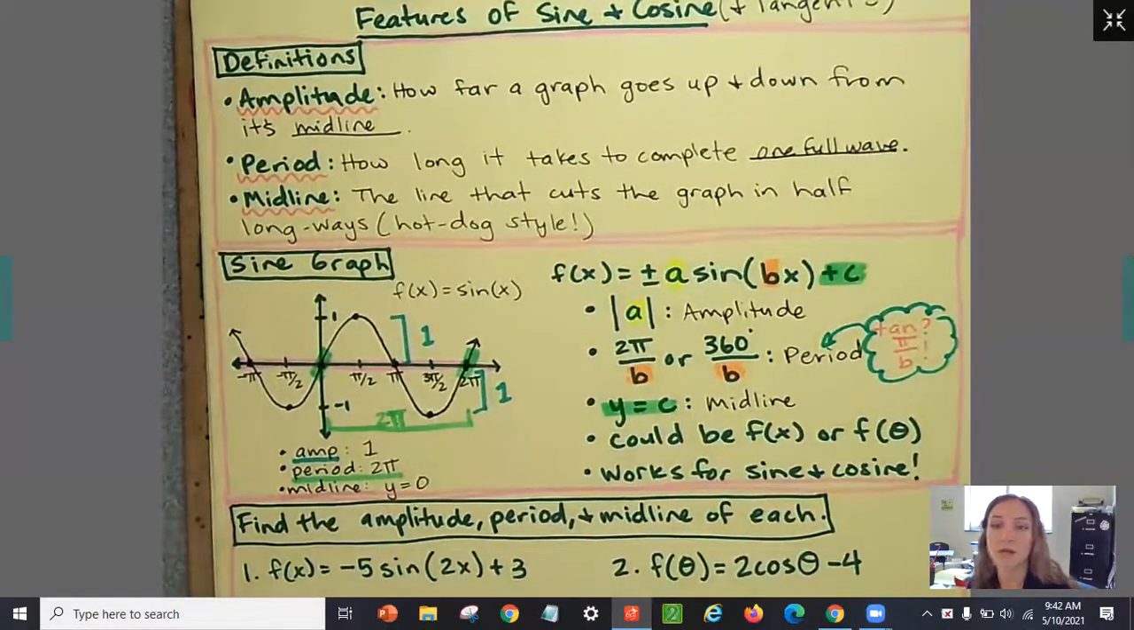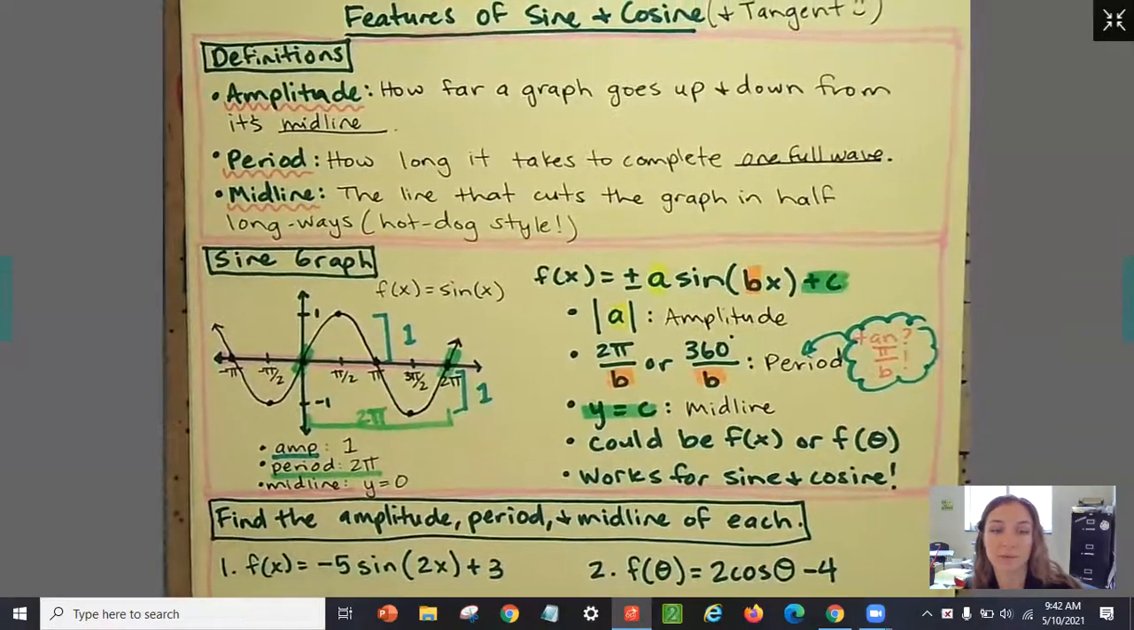All right, so in the next video, I'm going to be working with finding the amplitude, the period, and the midline of sine, cosine, and we're going to do an example with tangent.